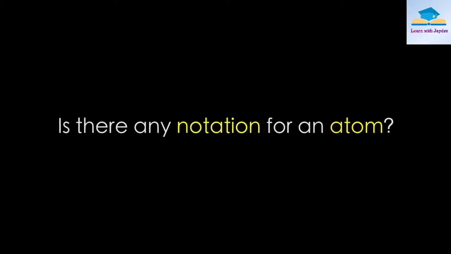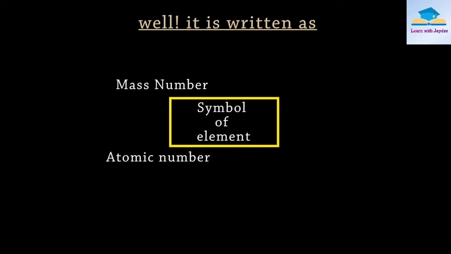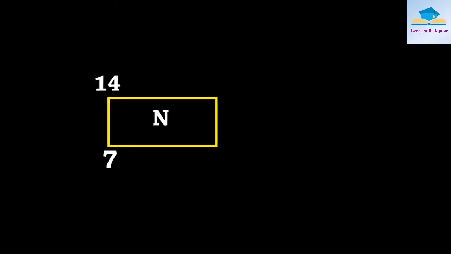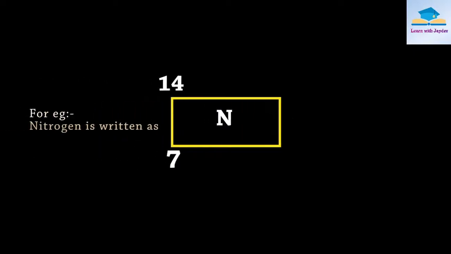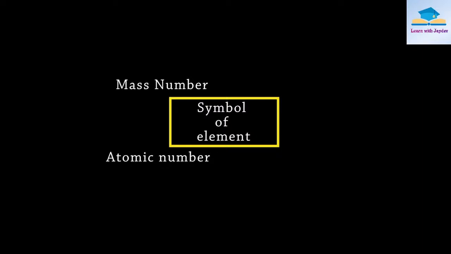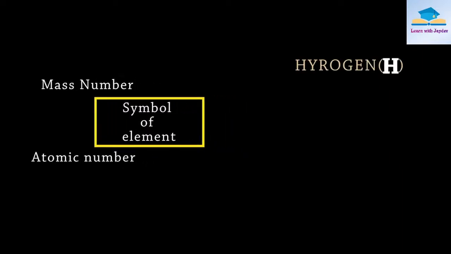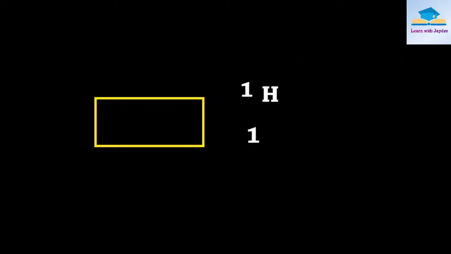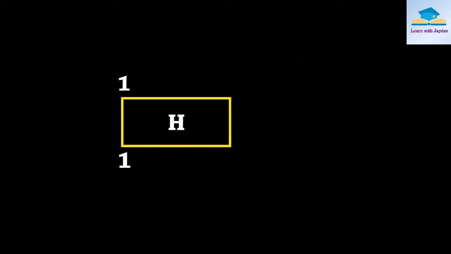Is there any notation for an atom? Well, it is written as, for example, nitrogen is written as. Now, what about the hydrogen atom? Its atomic number is 1 and mass number is 1. Then one type of hydrogen atom can be written as.